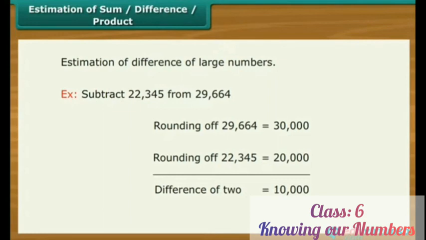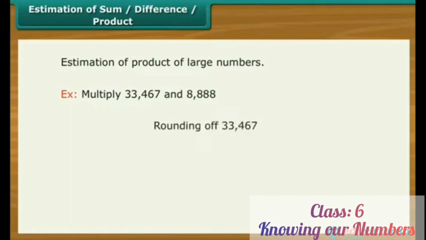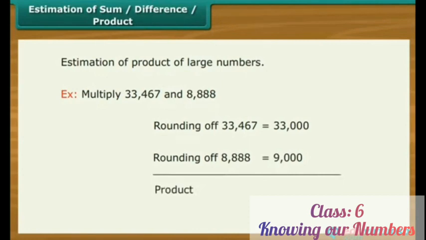Estimation to the nearest number can help in the estimation of the product of large numbers. For example, multiply 33,467 and 8,888. Rounding 33,467 would make it 33,000. Rounding 8,888 would make it 9,000. The product is equal to 33 into 9 followed by 6 zeros, which is 29 crores 70 lakh.